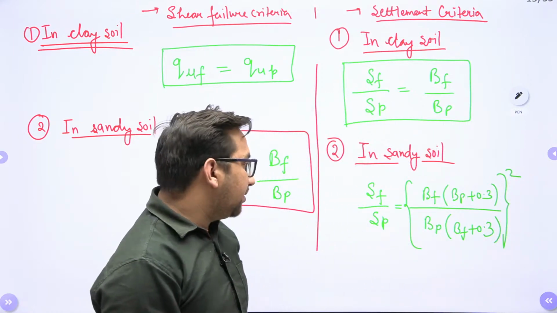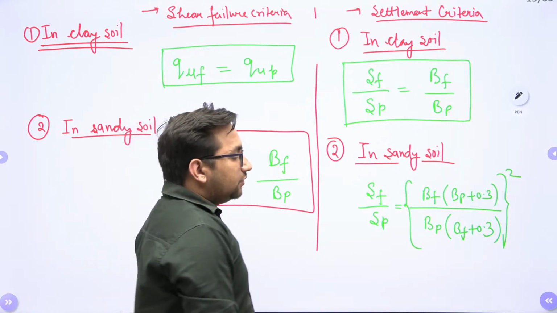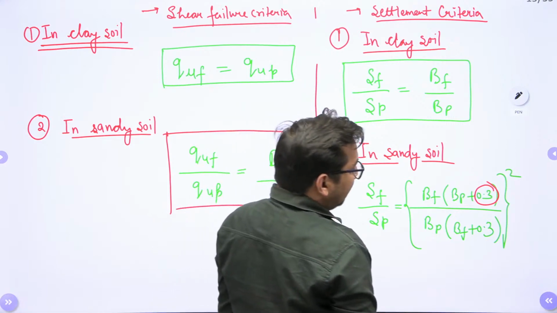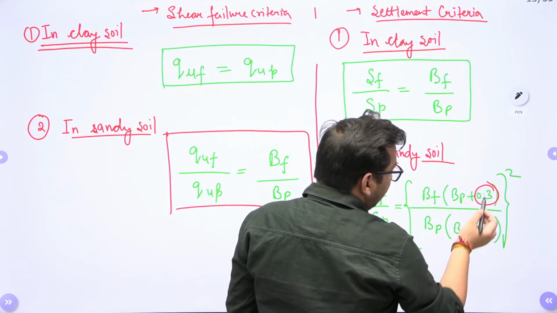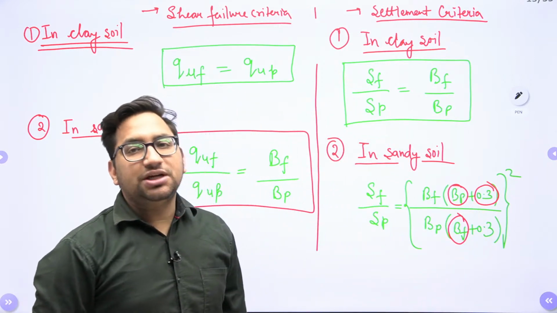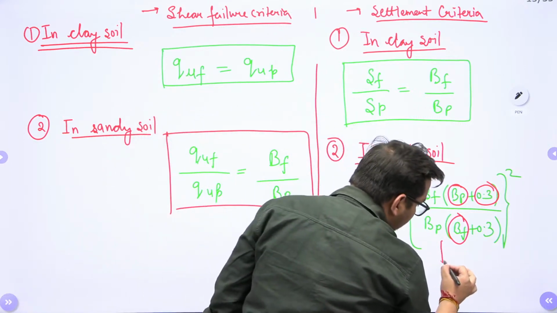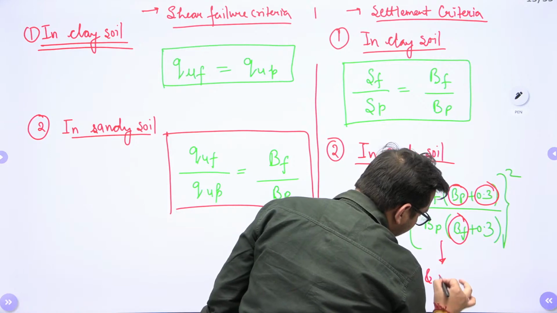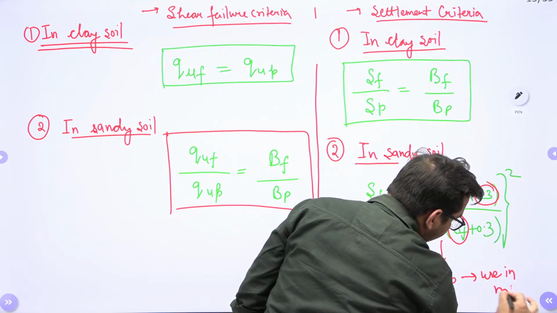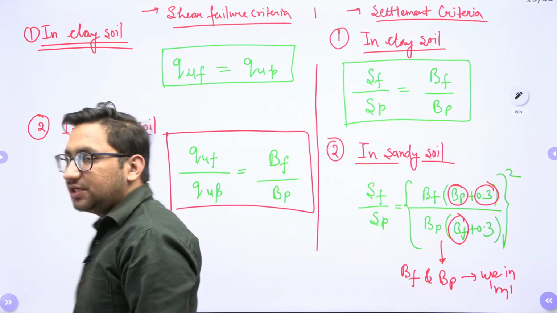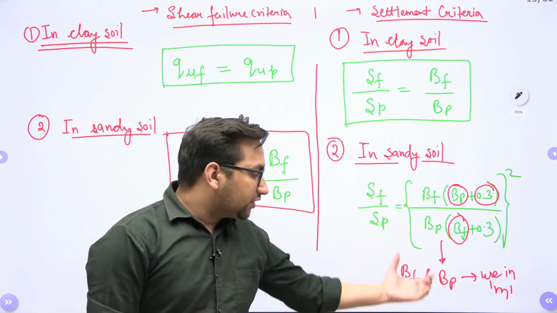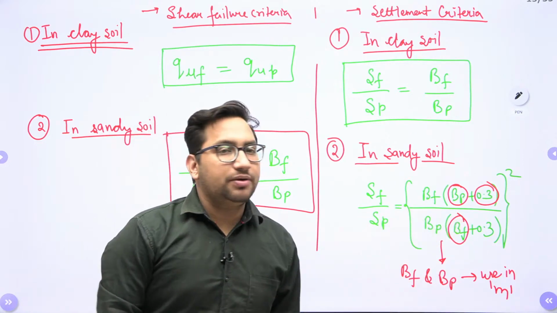right? Now always remember, while using this particular formula, there is one particular factor, that is 0.3. This 0.3 you can use only when the width of foundation and width of plate are used in meters. So always remember, in this formula, the width of foundation and width of plate should be used in meters. I hope this concept is clear, right? You have to use the width of foundation and width of plate in meters, then only this formula will be valid, right?